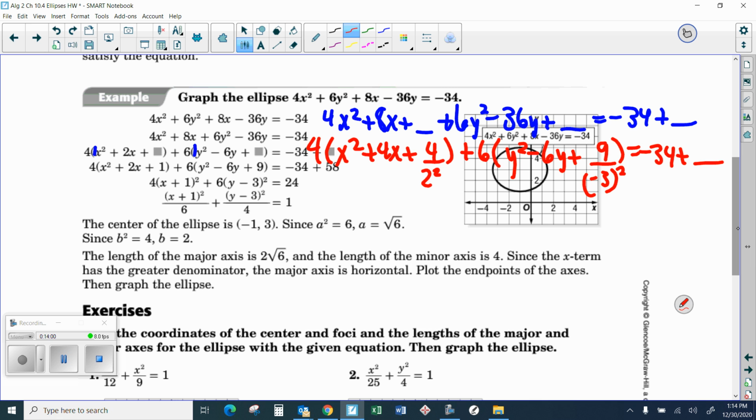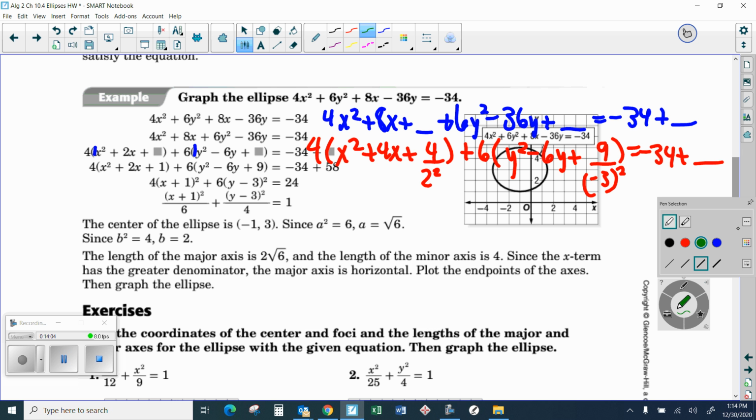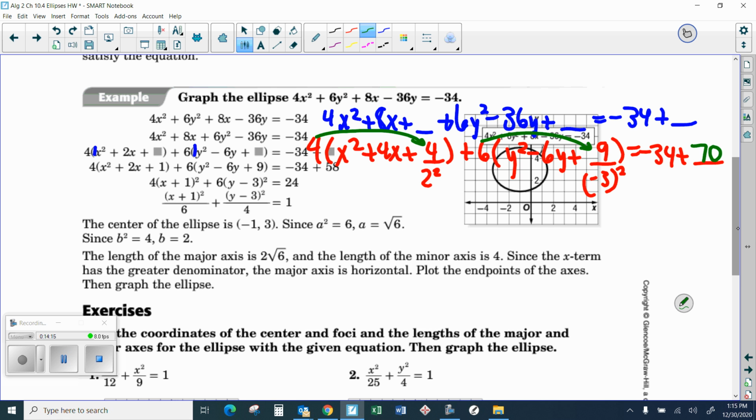Now don't forget, it's not 4, 9 that I added. That's the common error students make. The 4 is outside here, so I have to distribute that. I really added 16 there and 54 there. What's 16 and 54? 70. Okay, so I really added 70 to the left side, so I have to add 70 to the right side. 70 minus 34 is 36.